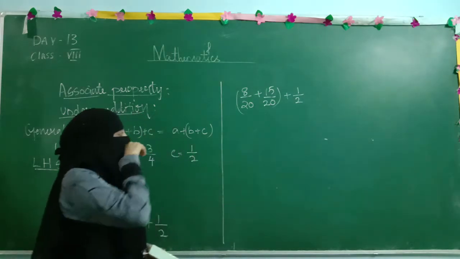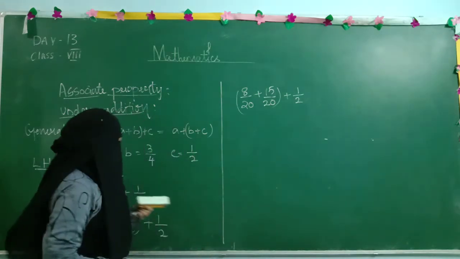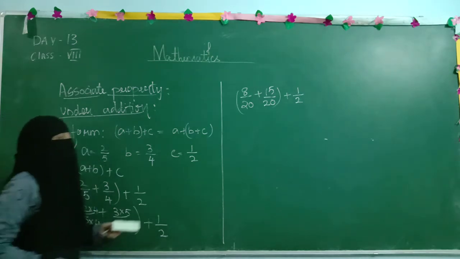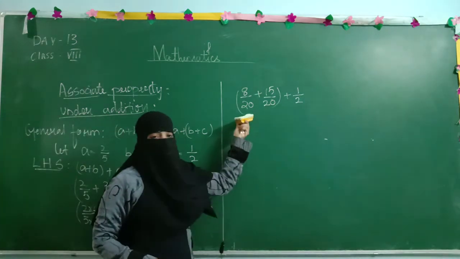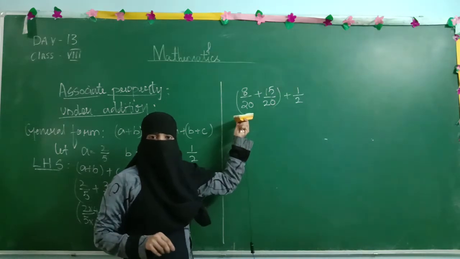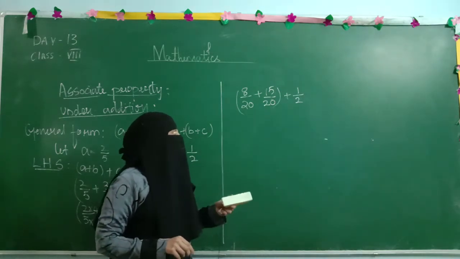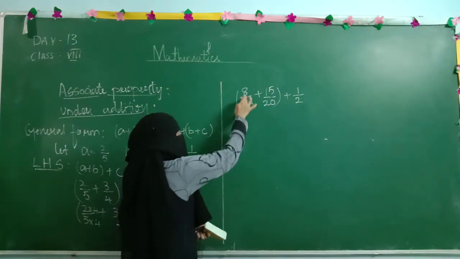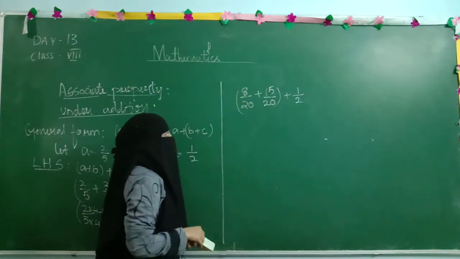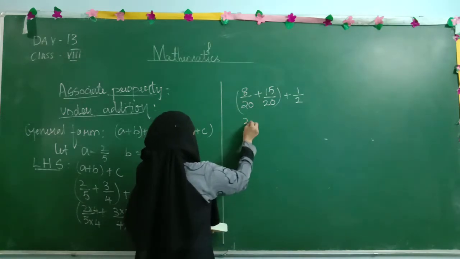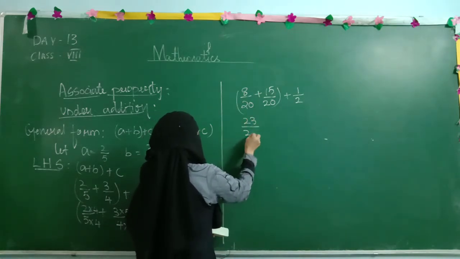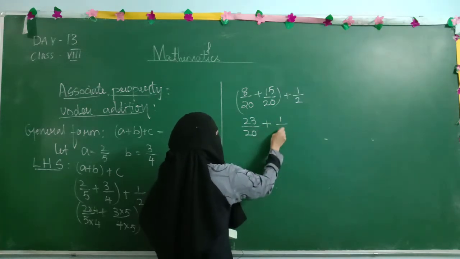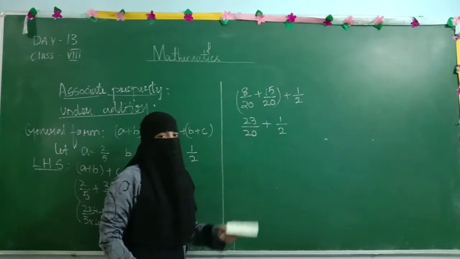Now what you have observed here: previously the rational numbers had different denominators, but after taking out the LCM, they became equal. Now the denominators are the same, so we can directly add the numerators. You know this very well. So 8 plus 15 is how much? Yes, it is 23 by 20 plus 1 over 2. Now again we need to add these two numbers.